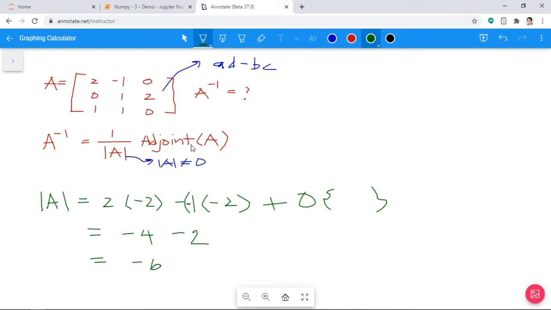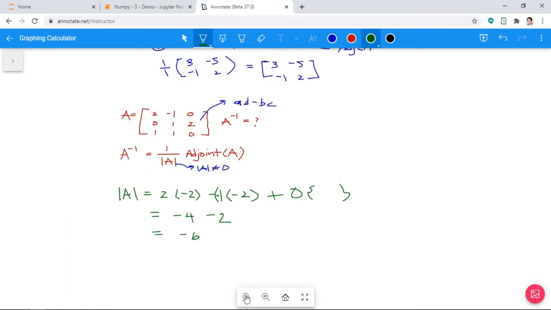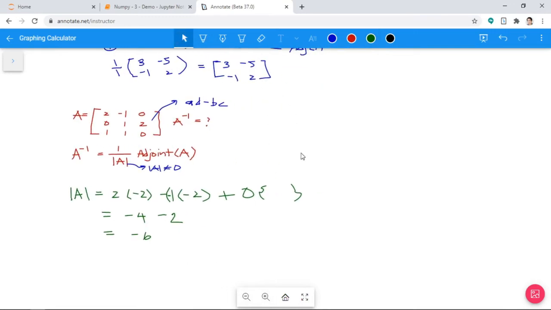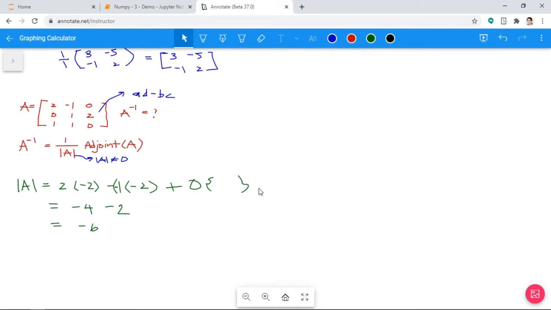Now we find again the cofactors. Let me just zoom out. So we have a space here. We'll find 9 cofactors. Let me separate the lines here. So let's find first the cofactors for 2. What is the cofactor for 2?